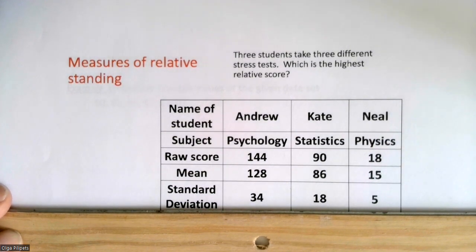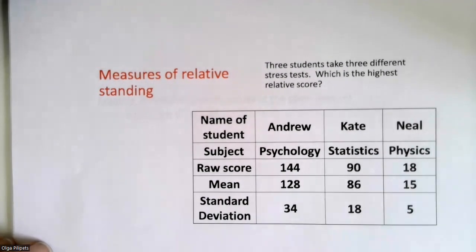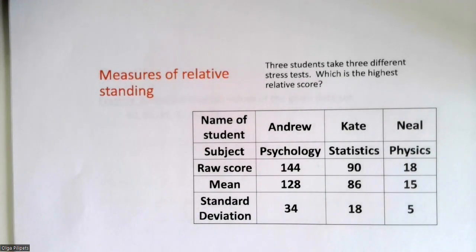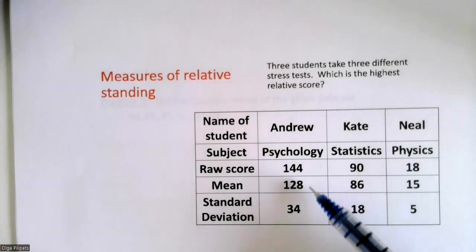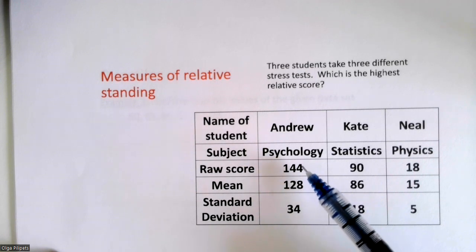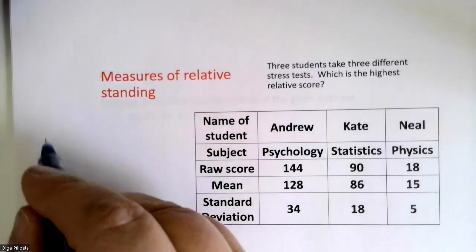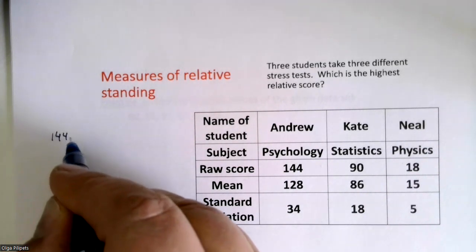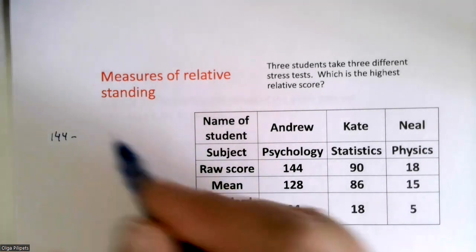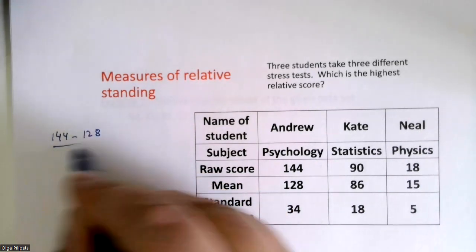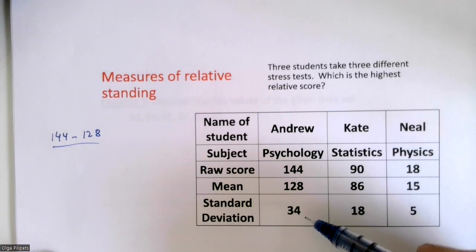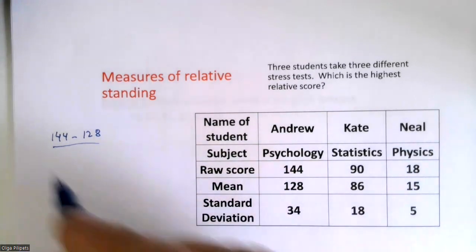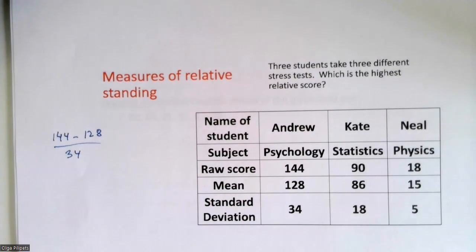I was going to use a different example for that. Actually, I decided to continue with this example. Okay, so let's figure it out. To figure out how far above the average Andrew's score was, we're going to find the difference between Andrew's score and the average. That will be 144 minus 128. And we're going to divide by the length of a standard deviation, so 34. Let's put this in the calculator.